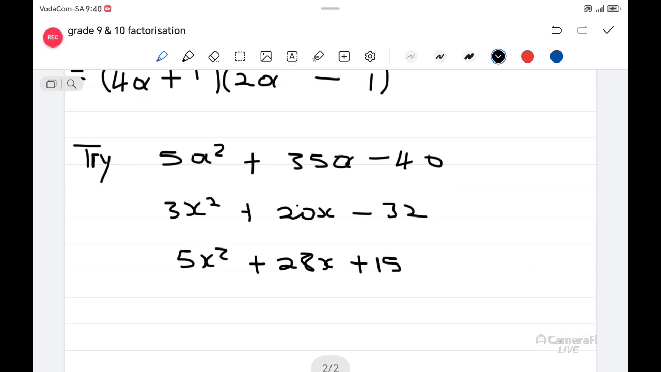So I want you to use examples 1, 2, 3 to factorize for me these expressions. Go and factorize 5a squared plus 35a minus 40, 3x squared plus 20x minus 32, 5x squared plus 28x plus 50.